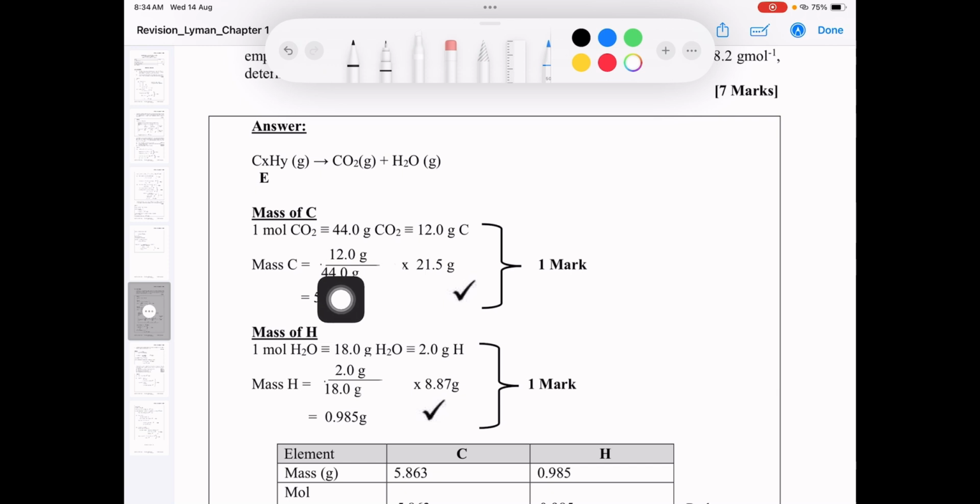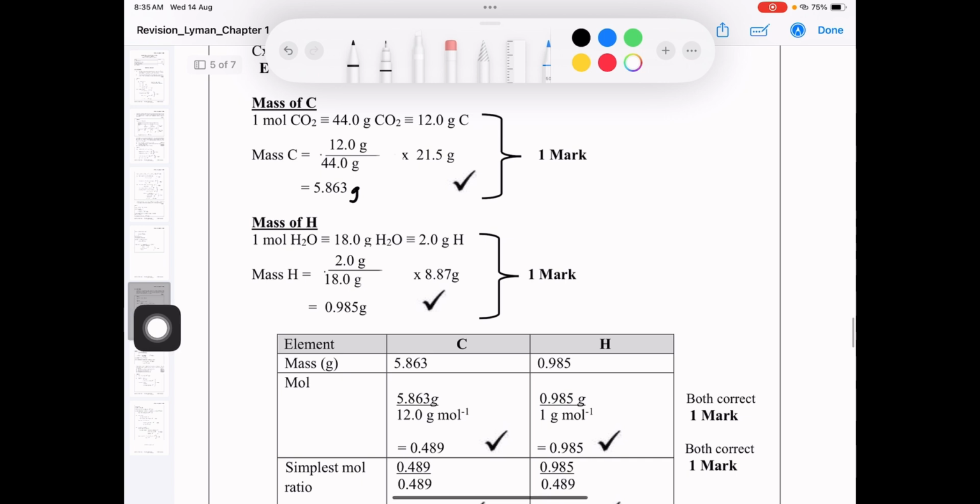Okay, so 12 gram divided by 44.0 gram times 21.5 gram carbon dioxide produced. So the mass of carbon is 5.863 gram. Okay, so this is 1 mark for the calculation of the mass of carbon. Okay, next is the mass of hydrogen.